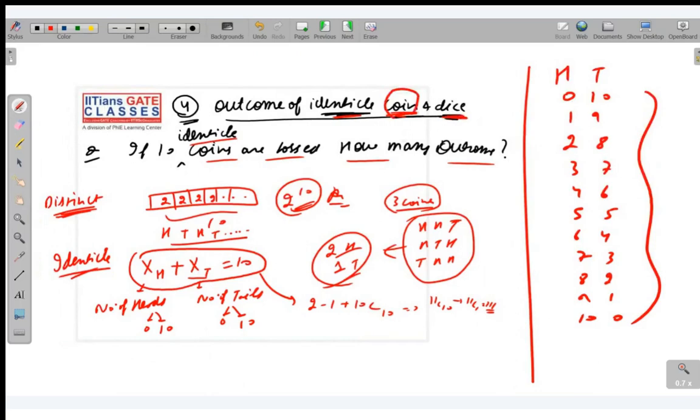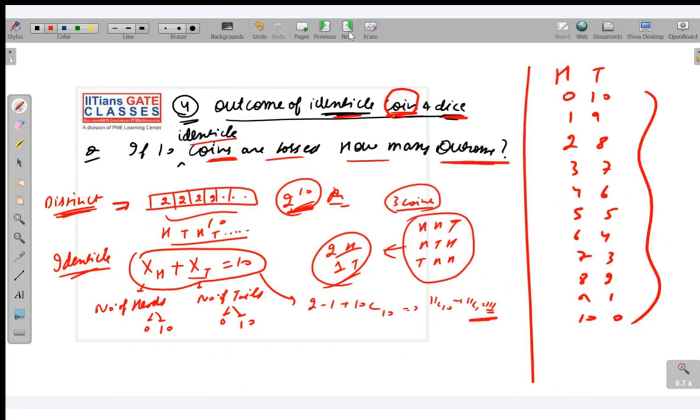Next is identical dice. In the GATE exam you have to read the question very carefully. So if 10 coins are tossed, how many outcomes? The word identical is missing. I have told you many times in the previous classes also: if the word identical is missing, you will consider everything to be distinct. So the answer will be 2 power 10. But if they say 10 identical coins are tossed, then how many outcomes? Then you have to answer this: only 11 outcomes are there. So that's it. Let me jump to the next slide now.